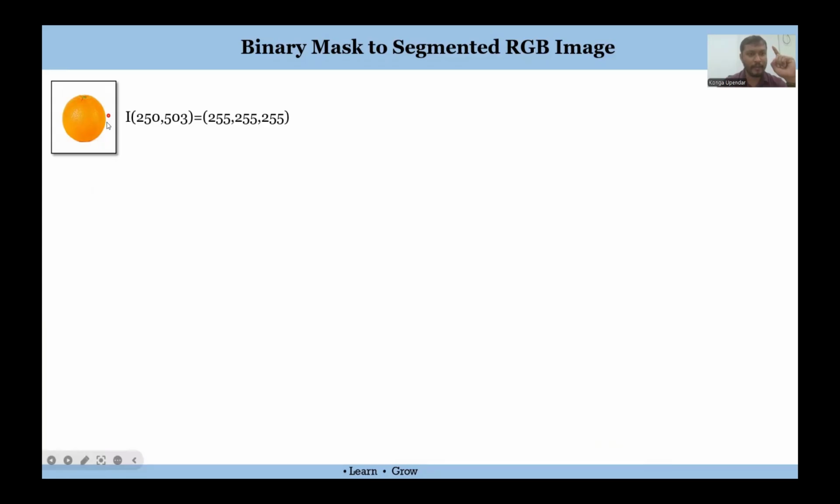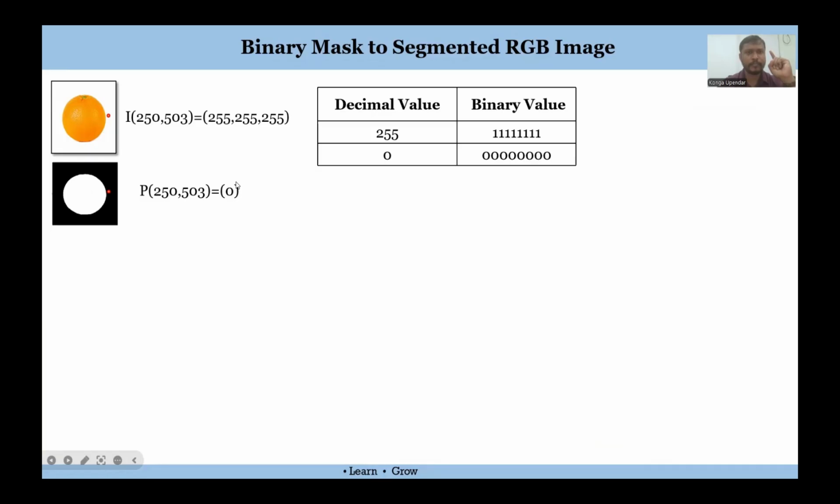So you can see I'm taking the background, the same pixel here, 250 into 503. All background pixels are white, so it will be 255, 255: R is 255, G is 255, blue also 255. Here the black color will be 0. So you can see the decimal values and binary values.